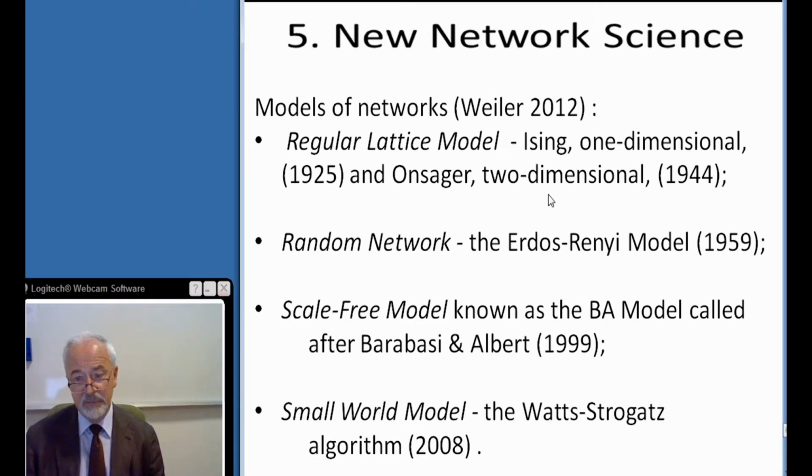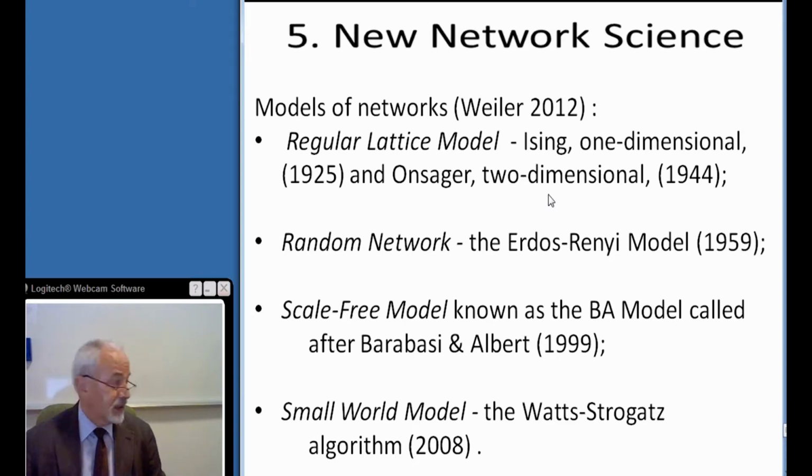And then the final point. I am very pleased to be a part of the team led by our colleagues Raoul Weiler and Yuri Engelbrecht on new sciences and particularly social networks. We had a workshop, and in this workshop we came to the conclusion that there is almost exponential growth of publications on networks. We have four major models of networks. The regular lattice model was in fact the first, developed before the Second World War by Ising and Ansanger in 1944.